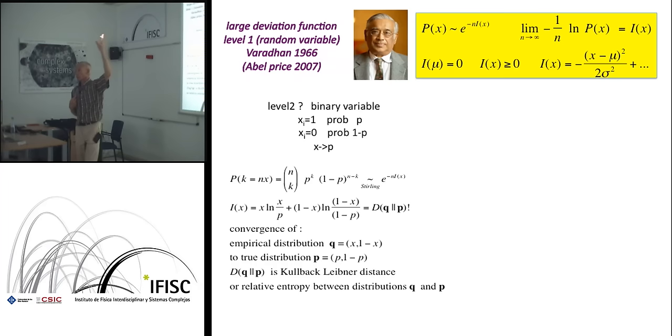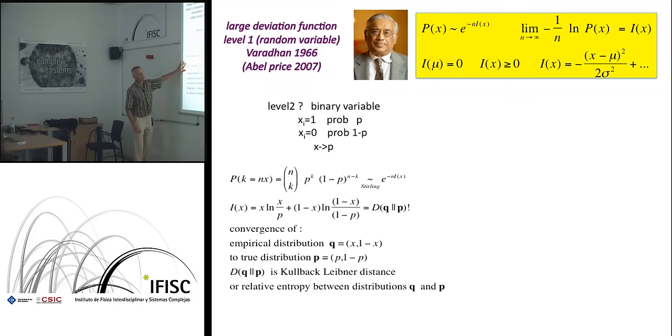And 1 minus x, of course, converges to 1 minus p. So in a sense, I have a convergence here, not only of a random variable, but of a probability distribution, because the probability distribution is only one number, it's p. And therefore, here was the large deviation function that I showed to you. Okay, so this was on the previous slide.